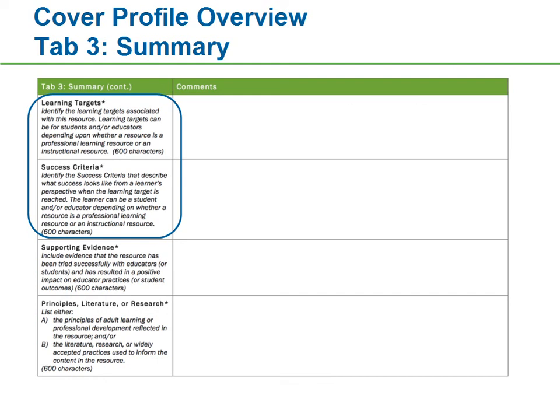You are required to identify learning targets and success criteria for each resource. Whether these are for adult learners or students depends on the type of resource that is being contributed. The cover profile guide will help you make this determination. As you can see from the learning target and success criteria presented at the beginning of the section, our format is "I understand" for learning targets and "I can" for success criteria.